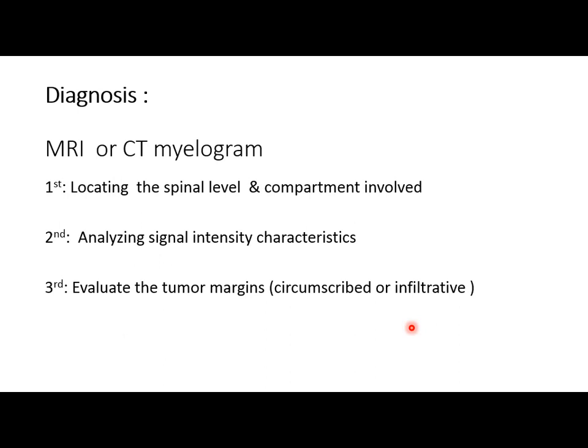And when we are interpreting the MRI or CT myelogram of any tumor, we should know the longitudinal location, the spinal level and the compartment involved. Second, we should analyze the signal intensity of the mass, whether it is a solid enhancing mass or has a cystic component which is not enhancing. And we evaluate the tumor margin, whether it is circumscribed or infiltrative.